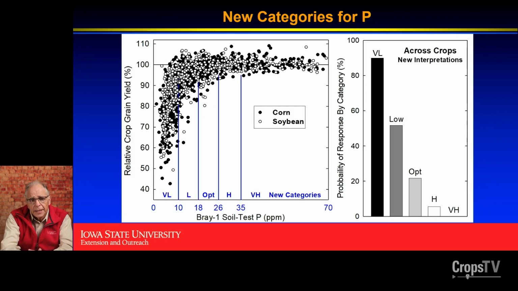These are the classic relative yield correlations with soil test, in this case just for the Bray. And we have there the new category since February. The black is corn, the open circles is soybean, and then on the right, we have this probability of response. This is what we want. Since 1996, that's what our recommendations are, and this is how we define these categories.